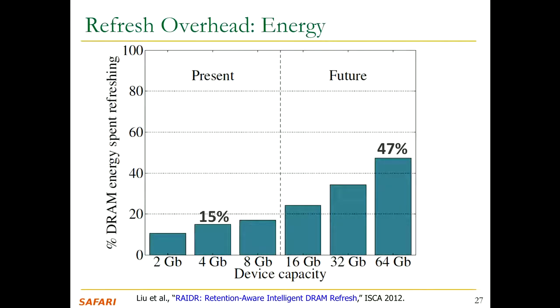And if you plot the percentage of DRAM energy spent refreshing, again, today it's still reasonable, about 20%, especially right now. Almost all the energy that's spent in this is due to refresh, actually, and some leakage power. But in the future, it's going to get much worse. Basically, if the device capacity is 64 gigabits, half of the energy is going to be spent on refresh. So that sounds bad, basically.